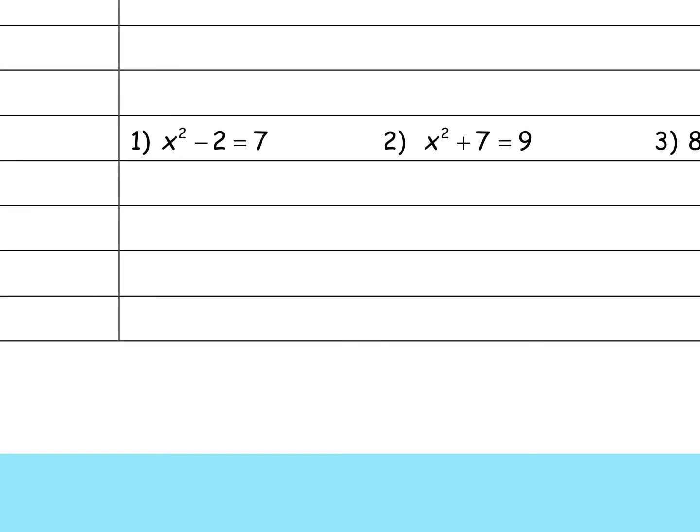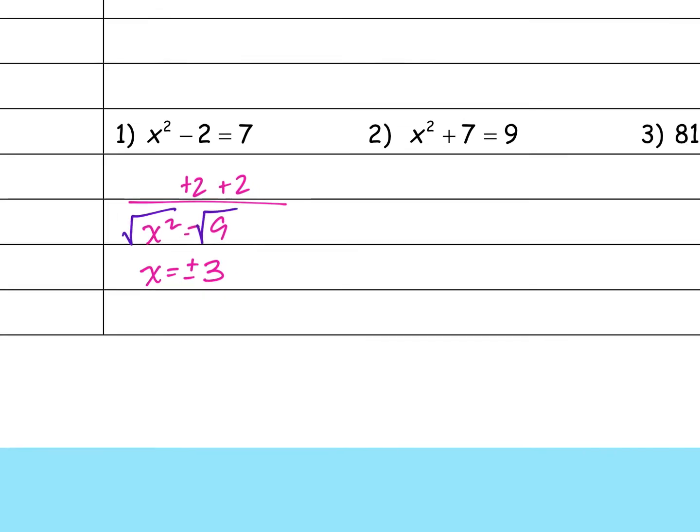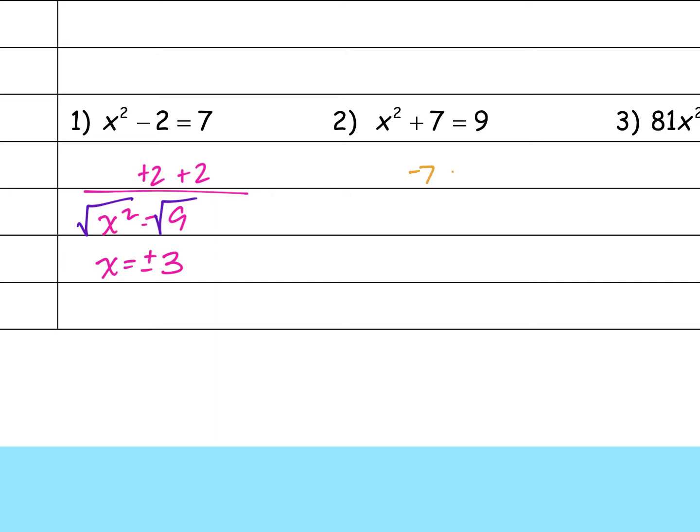So on problem number 1, I'm going to add 2. And then I get x squared equals 9. And now I'm doing the exact same thing that I just got done doing. So square root both sides. And I get x equals plus or minus 3. Number 2, I would subtract 7 first. And I get x squared equals 2. And x is equal to plus or minus the square root of 2.